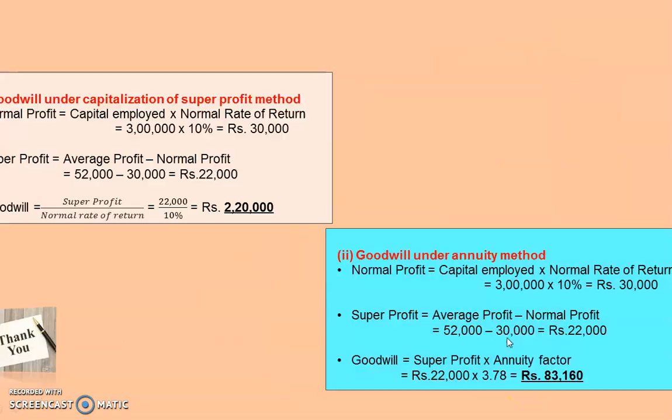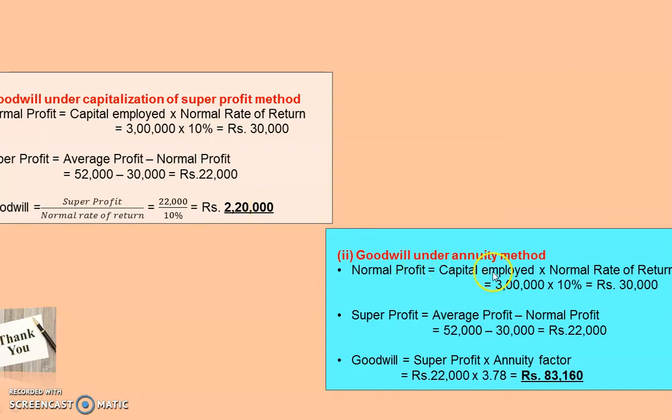Yes, move on to the next method, that is the capitalization of super profit method, under which the normal profit will be the same 30,000, super profit will be the same 22,000, but the formula for finding goodwill is super profit divided by normal rate of return. Super profit is 22,000, normal rate of return is 10%, and hence goodwill will become 2,20,000.